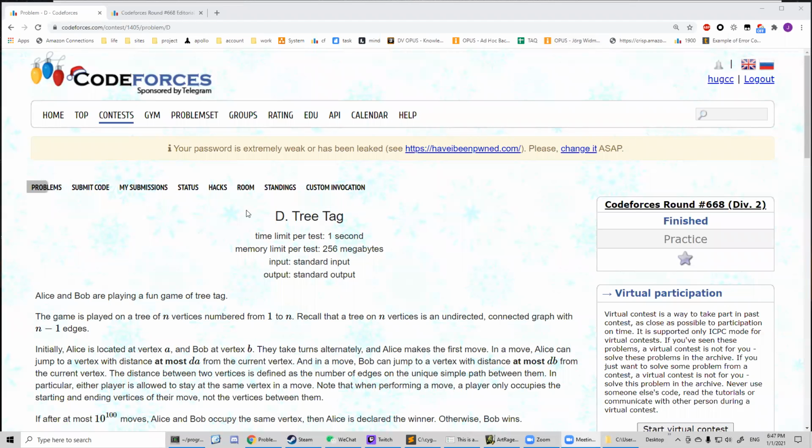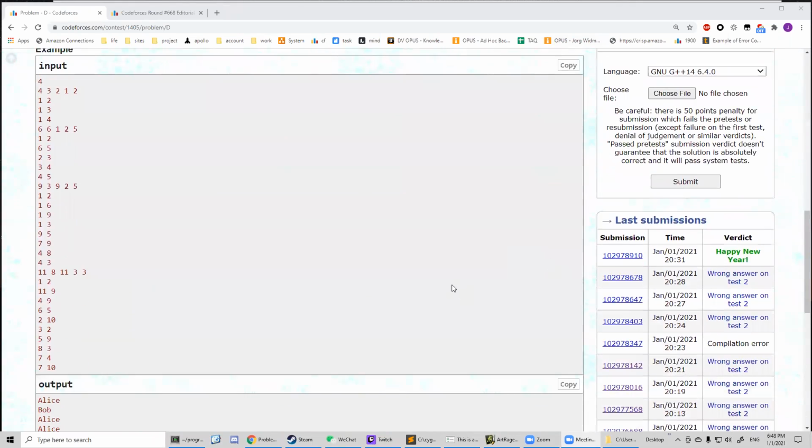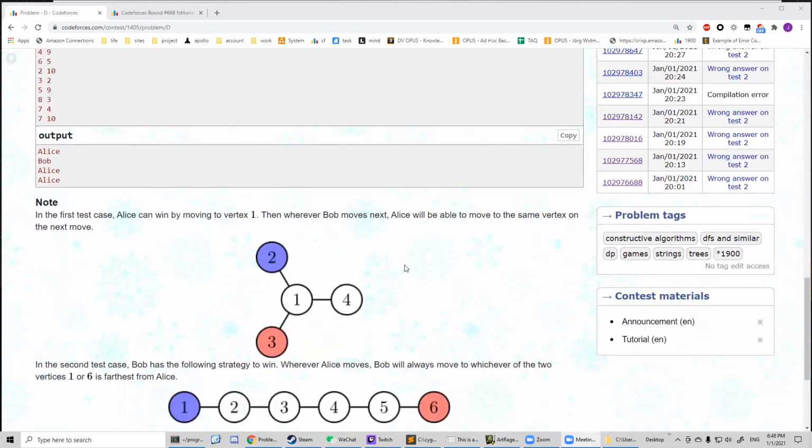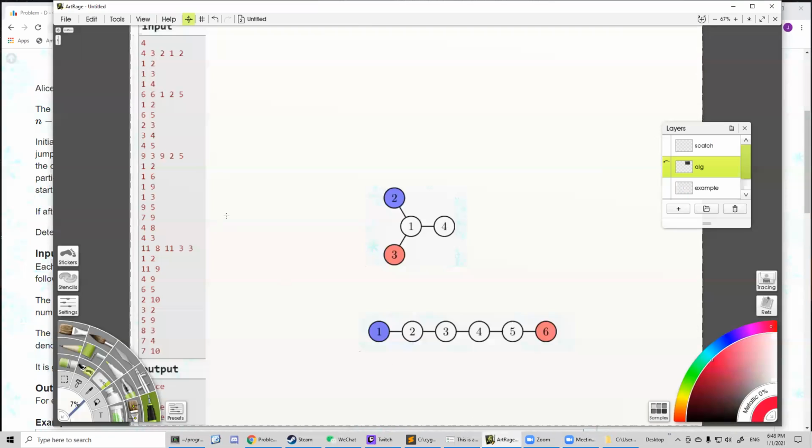Hey guys, today we are going to discuss another problem, which is tree tag. It's also a 1900 problem. So, as always, we are going to start with the example here.